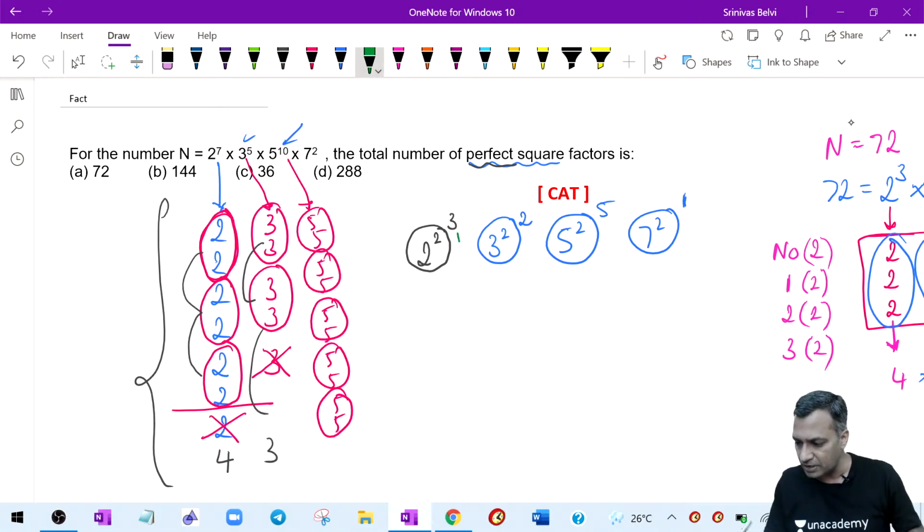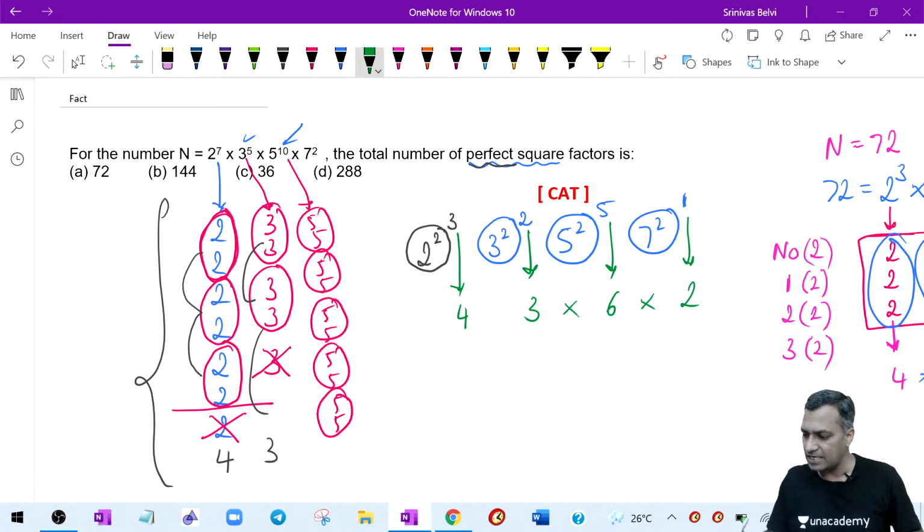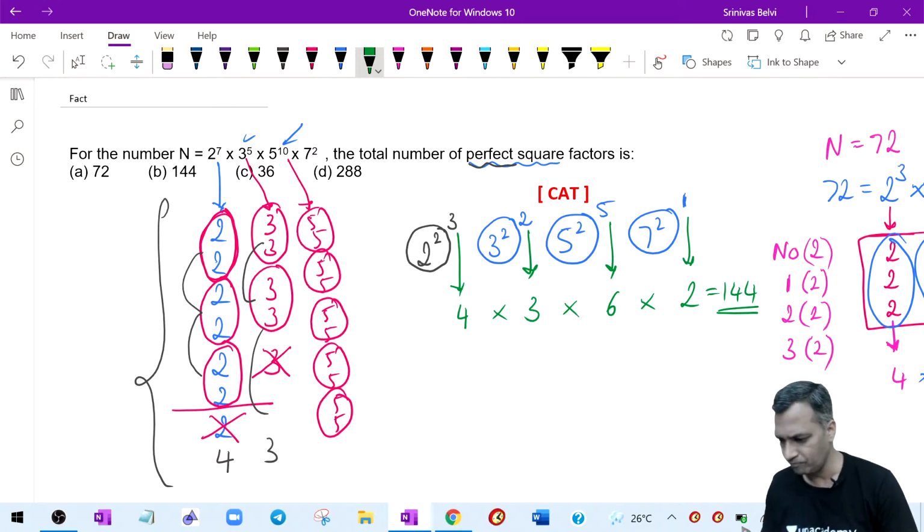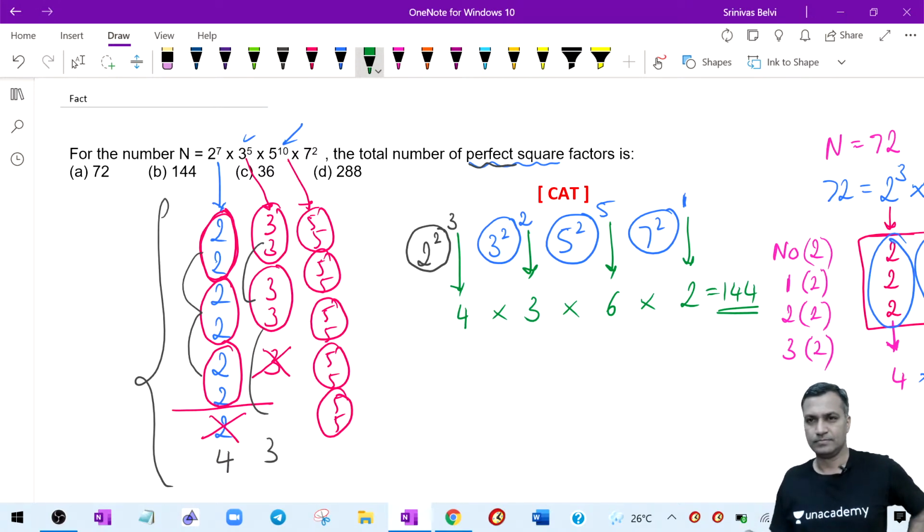Now apply the principle here. If you have 3 bundles, you can deal it in 4 ways. If you have 2 bundles, you can deal this in 3 ways. If you have 5 bundles, you can deal it in 6 ways. If you have 1 bundle, you can deal it in 12 ways, right? So therefore, multiply all of them, which would become 144. That is the answer. Guys, principle is clear, everybody? Very good. Now the principle is clear.